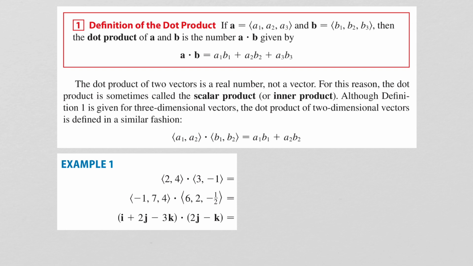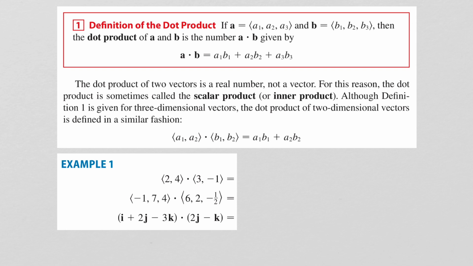So notice that it is the first component multiplied by the first component plus the second component multiplied by the second component plus the third component multiplied by the third component. And the notation is A dot B. The dot product of two vectors is a real number, not a vector, so it is a scalar. And for this reason, the dot product is often called the scalar product, or sometimes we also call it the inner product. So dot product, scalar product, and inner product all refer to the same thing.